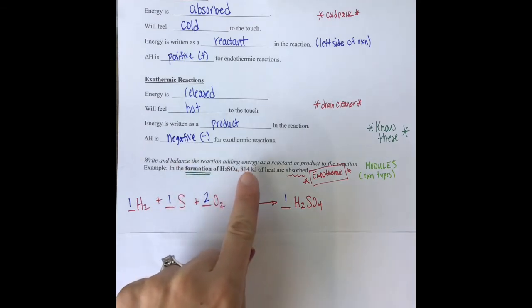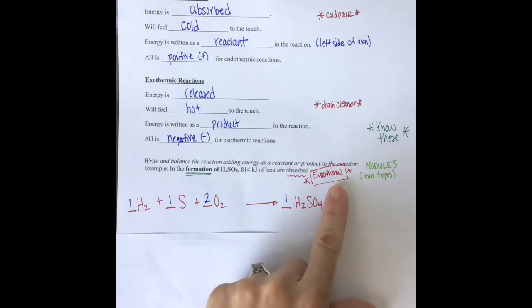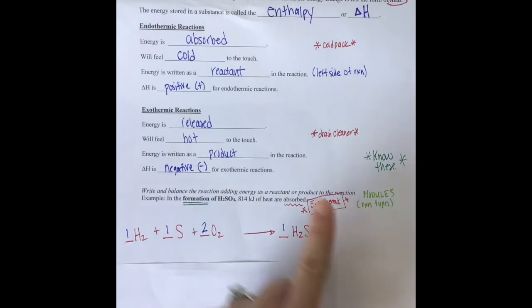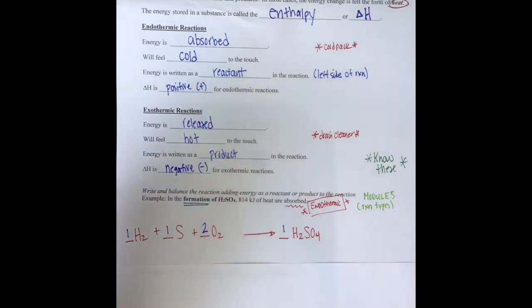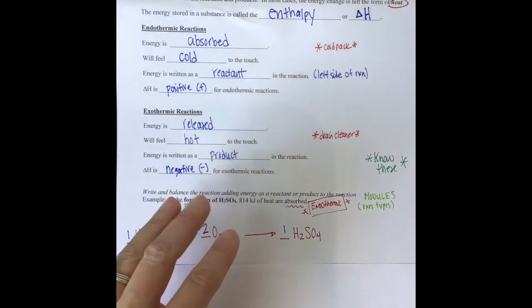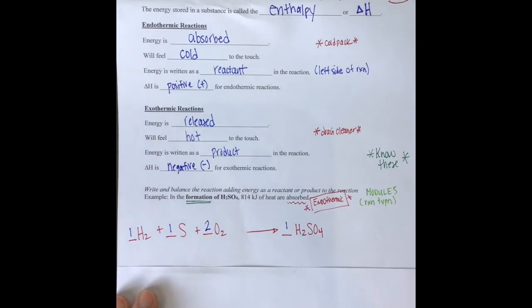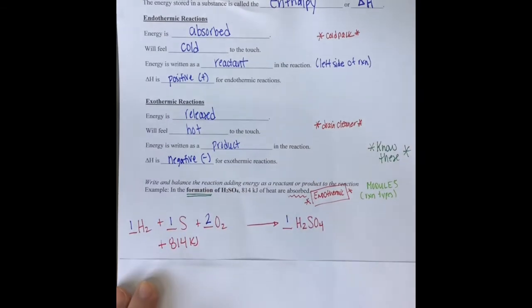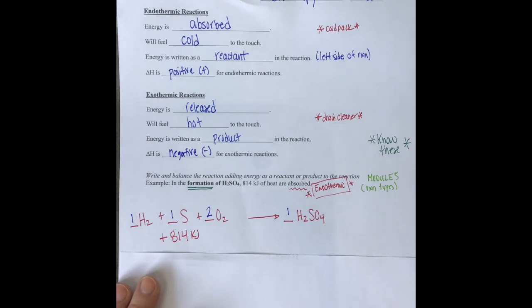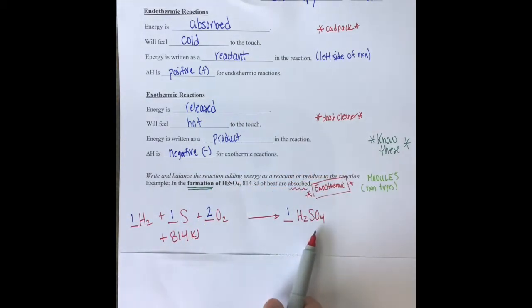balance the reaction adding energy as a reactant or product. So we know this is an endothermic reaction, and that means energy is going to be absorbed. It is a reactant. It takes some energy to form these things to produce the product. So the last thing you have to do is you need to put the 814 kilojoules of heat on the reactant side. These things plus some heat come together to form our sulfuric acid over here.